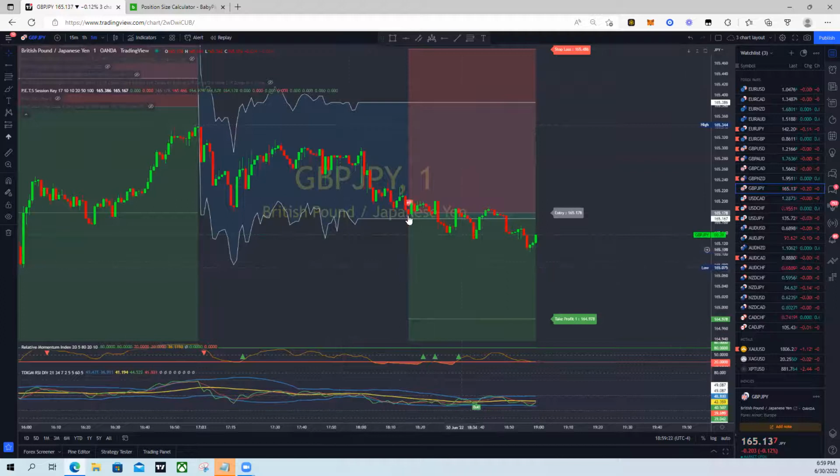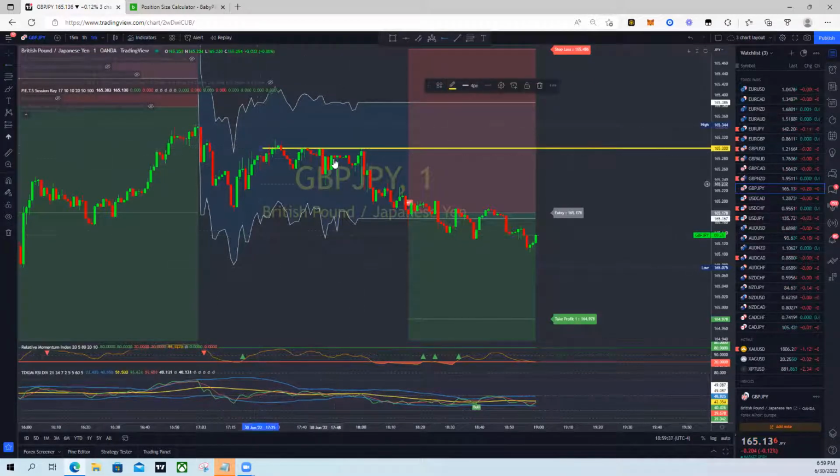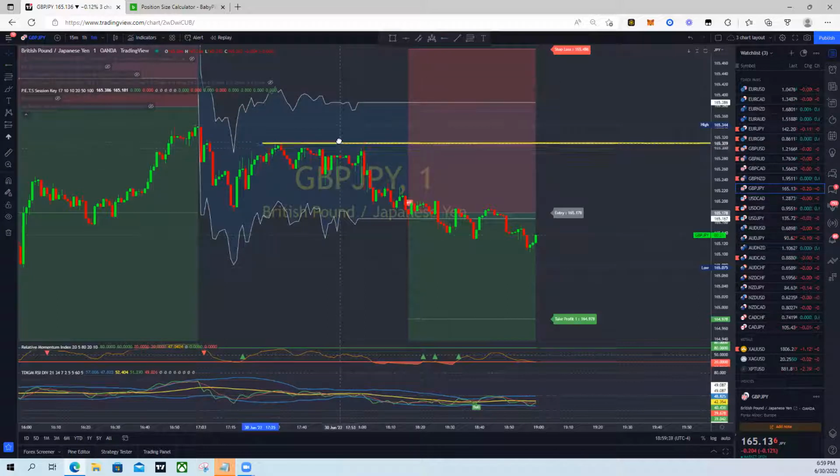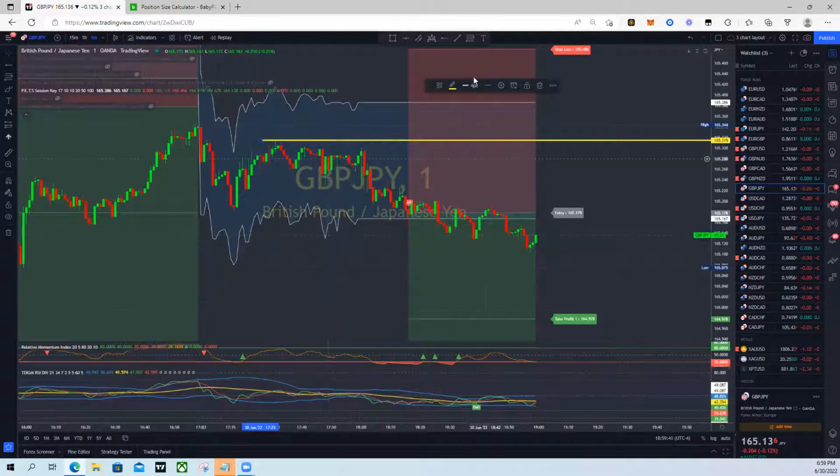Or if we wanted to lower the risk, we can start finding areas of resistance. Here's our ultimate area of resistance. You can use here, the high, you can use here, you can use here. That's really up to the trader. I will go ahead and just pick right here. That's my ultimate stop loss. That way I can lower my risk a little bit on this trade.